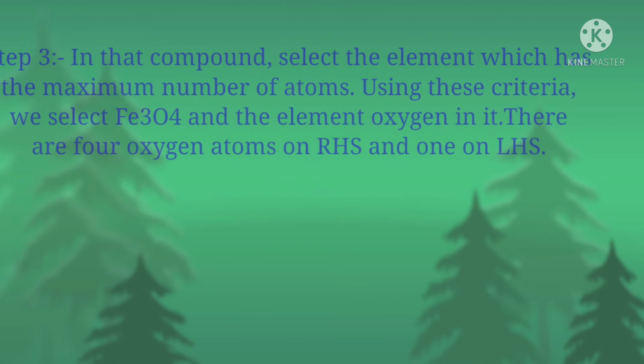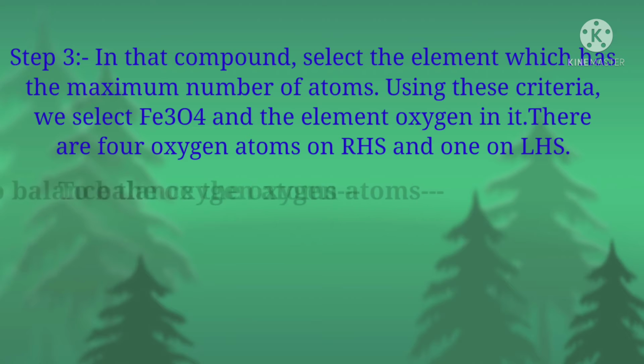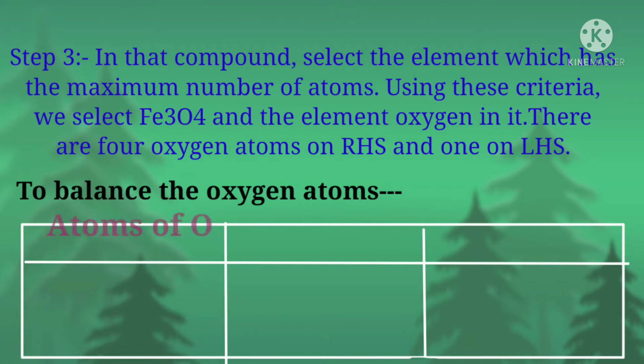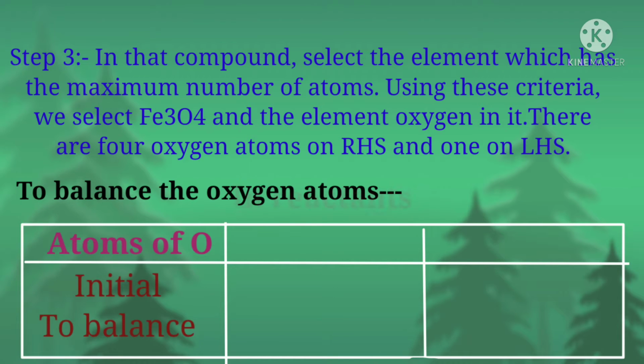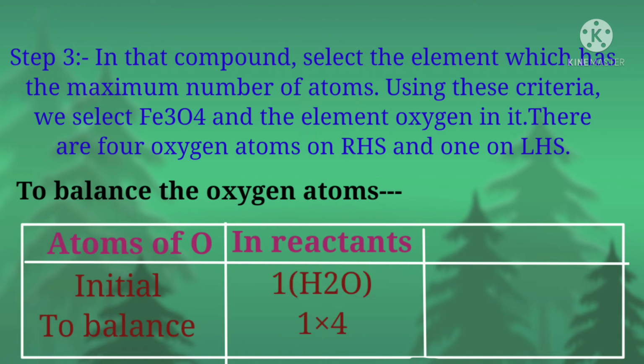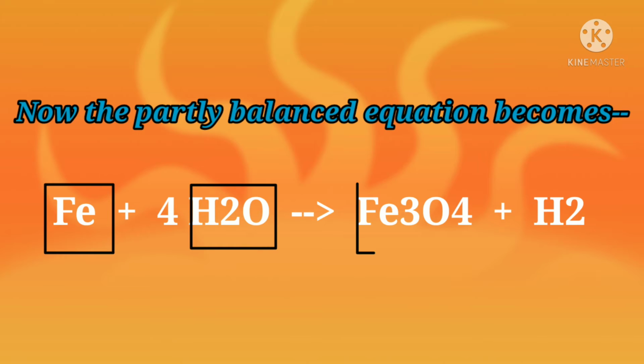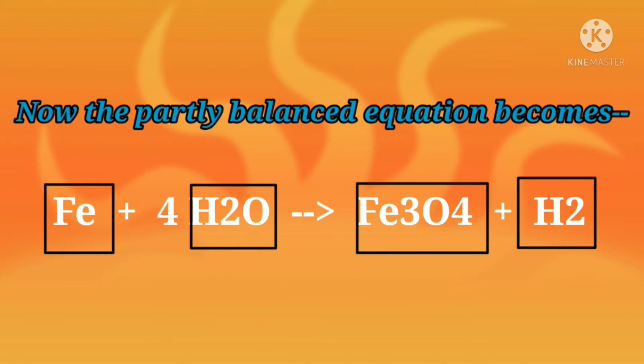Step 3. In that compound, select the element which has the maximum number of atoms. Using this criterion, we select Fe3O4 and the element oxygen in it. There are 4 oxygen atoms on the RHS and 1 on the LHS. To balance the oxygen atoms, the partly balanced equation becomes Fe plus 4H2O gives Fe3O4 plus H2.